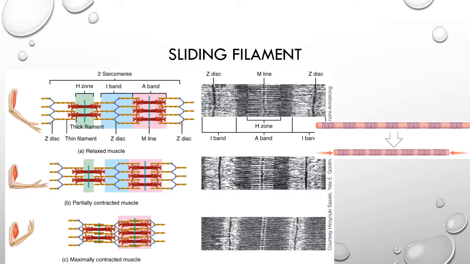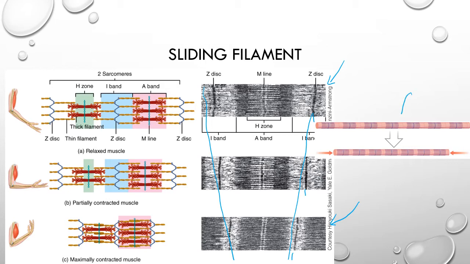So here we have a comparison of a sarcomere in a relaxed muscle, a partially contracted muscle, and a fully contracted muscle. We can see on a scanning electron micrograph here that as we go from a relaxed muscle to a fully contracted muscle, the sarcomere itself is shortening. It's going from essentially the end of the Z disc there to there to there. There's this general shortening of the muscle as it is occurring. The actual filaments themselves are simply sliding past one another.